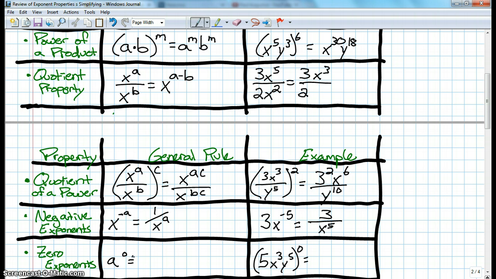The next one, 0 exponents. Any number to the 0 power is always 1 as long as that number does not equal 0. So a to the 0 power is equal to 1. Looking at this expression, it's 5x cubed, y to the 5th, all to the 0. Since everything in this is being raised to the 0 power, we can simply call this 1, again assuming that x and y both are not 0.